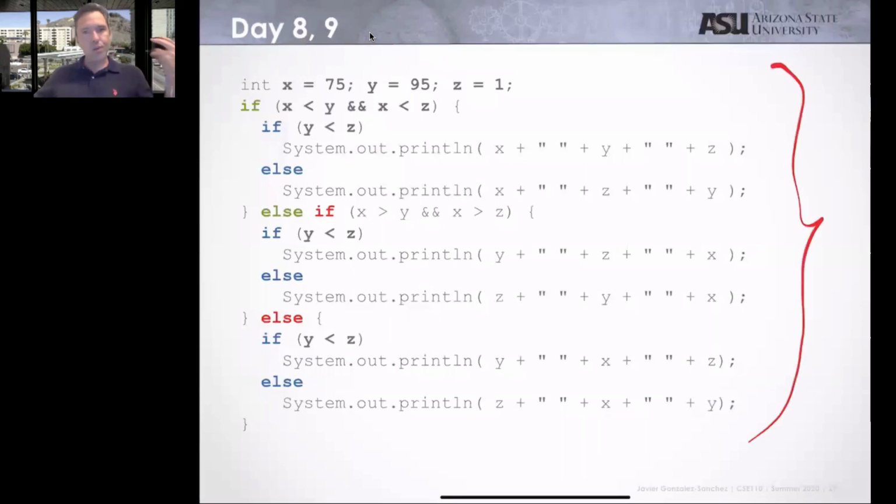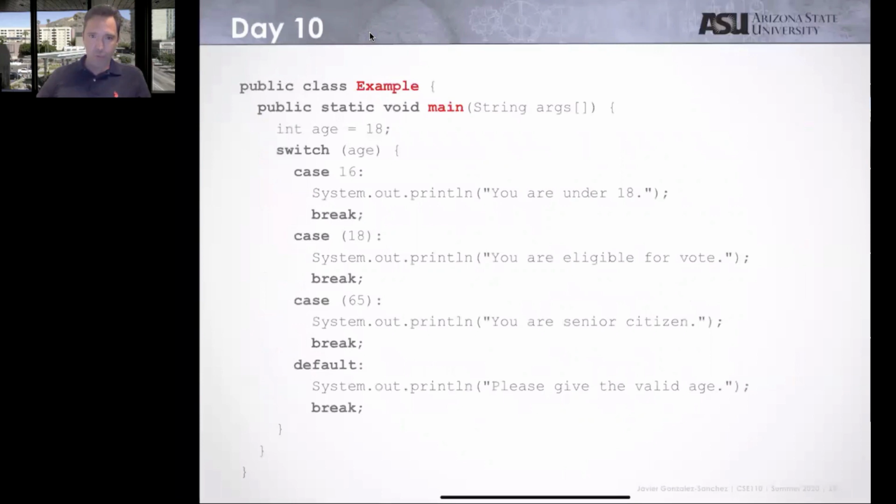This is a question in your exam. I give you this code, and my question is, what is going to be printed on the screen? Just like that. What is going to be printed? And well, variables, conditions, and how the if-else works. Similar with this one, a full program. Now with the switch, what is going to be printed on the screen?